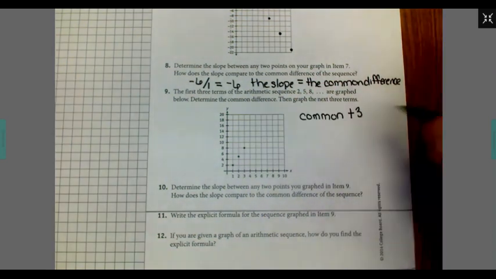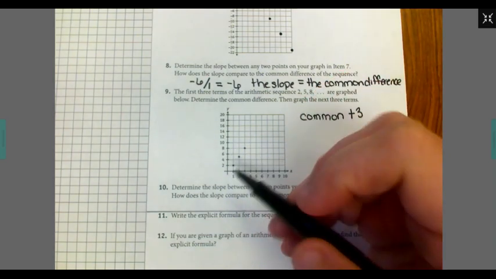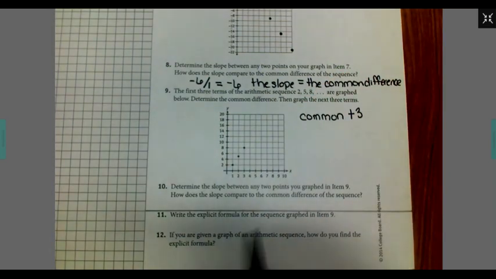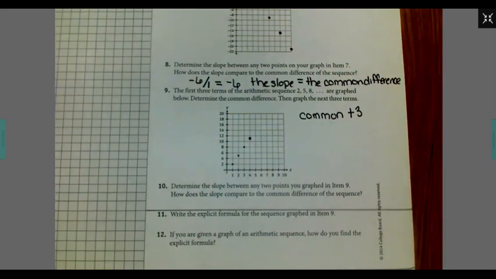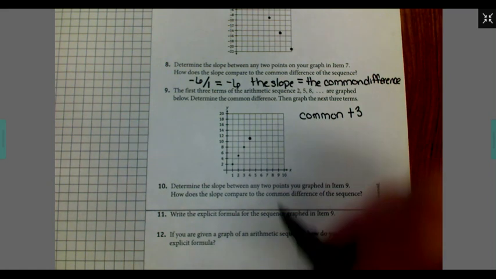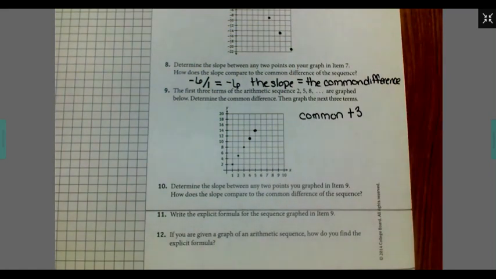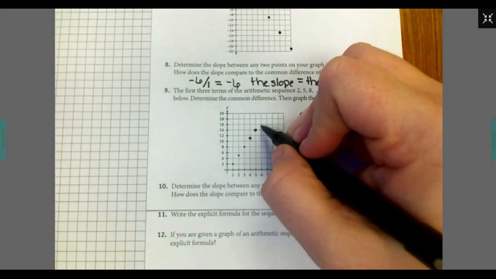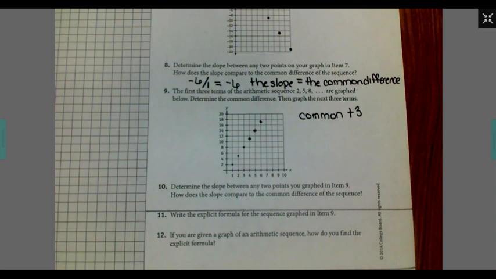So it says graph the next 3 terms. Okay. Well, after 8, we got 9, 10, 11. Then we got 12, 13, 14. And then we have 15, 16, 17. Something along those lines.